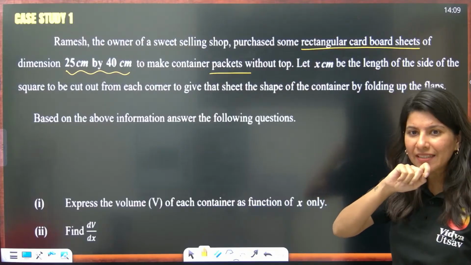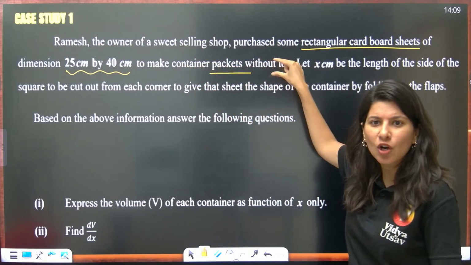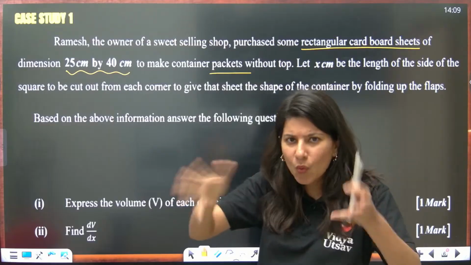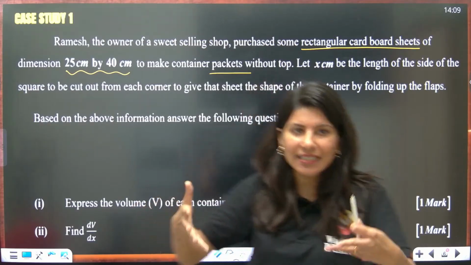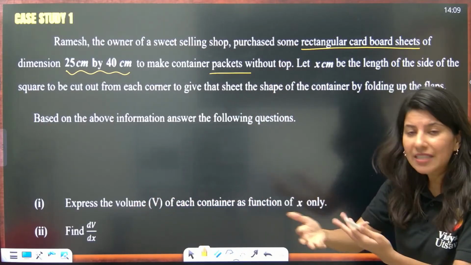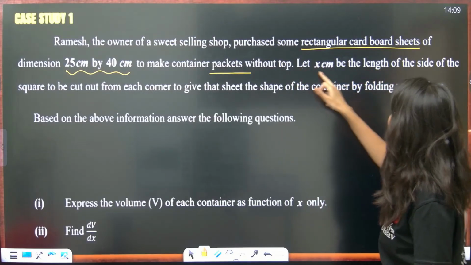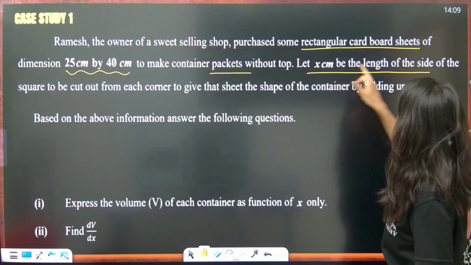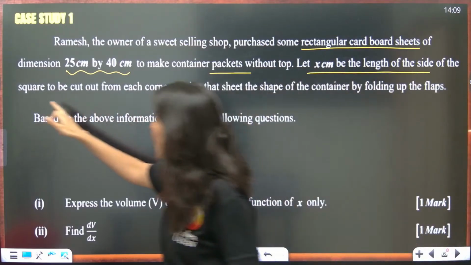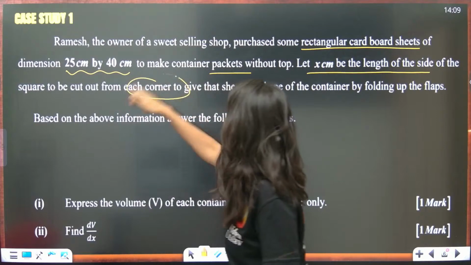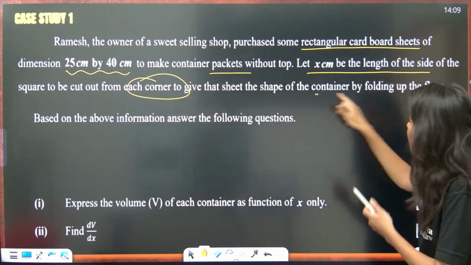What does that mean? Chalo, this part ma'am we did not understand. So with this sheet he is doing something. He is making some container packets. How come he is making? Let's understand. Let x centimeter be the length of side of a square to be cut off from each corner to give that the shape of container.